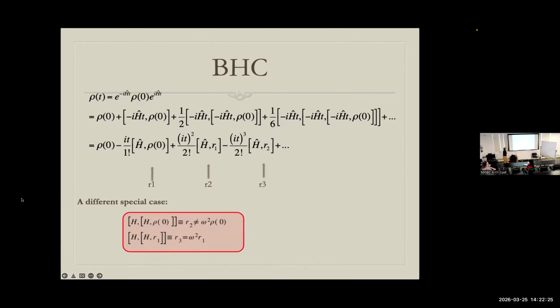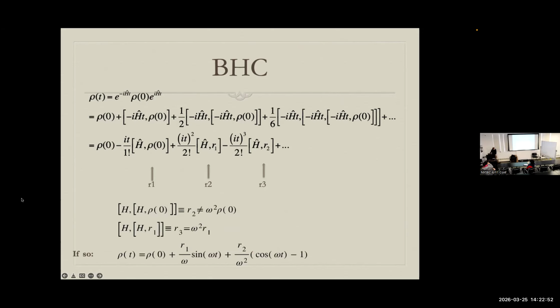R1 is just this regular thing that we do every day. R2, you take the resultant of that and one more commutator. R3, you take the resultant of that and one more commutator. Sometimes this doesn't work. But then R3 is some omega squared times R1. It's not cyclic initially, but then it falls into a cyclic pattern in the subsequent steps. That's almost as useful.